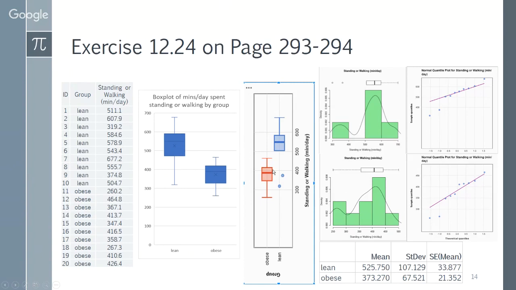The box plots look a little bit different, don't they? The obese group looks pretty similar, but the lean group, the box stops a little bit sooner than the version in Excel. Not only that, the line doesn't go down anywhere near as far, and I have these two dots. Why is there a difference? Well, it's because these two dots are outliers in the lean group.